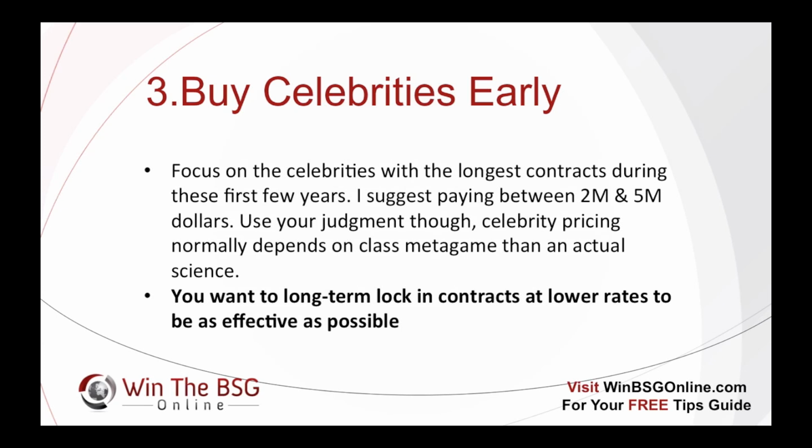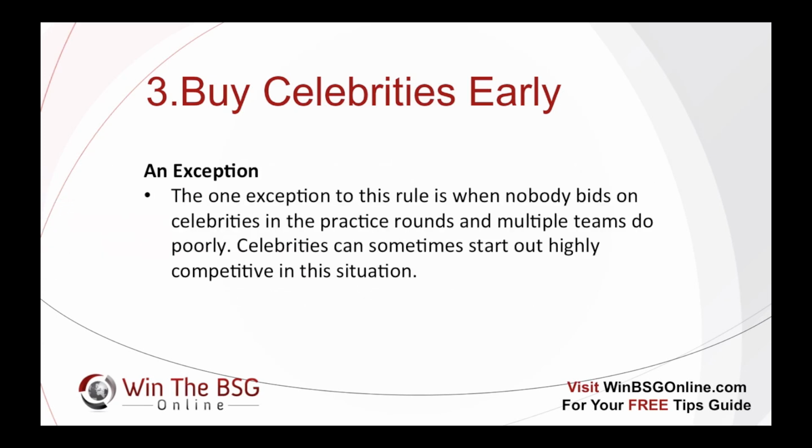Use your judgment though. Celebrity pricing is based on class metagame and it's not an actual science. The goal is to buy long-term contracts at the lowest rates so you can be as effective as possible in the middle game. One of the biggest mistakes I see in the BSG is people overspend for celebrities. So don't get caught up in all of that stuff, the bidding wars, because they end up becoming not cost effective.